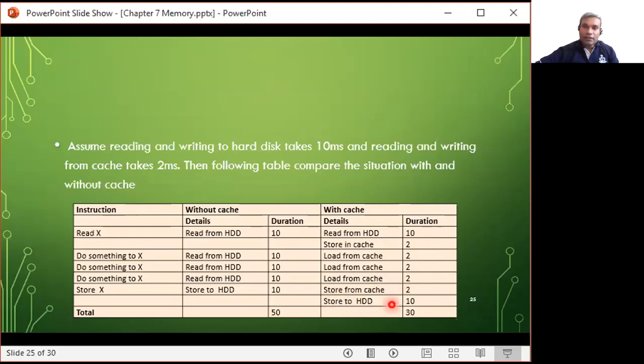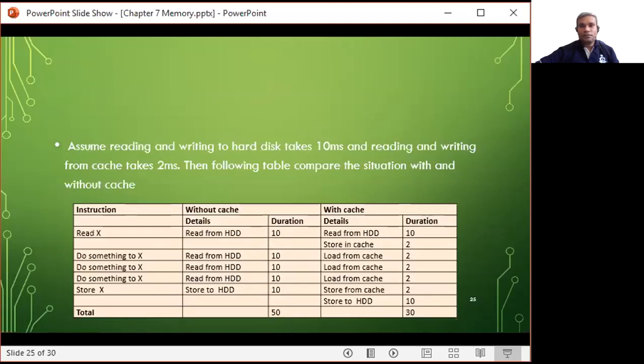Of course, the last time when you want to store it back into the hard disk, you have to go back and let's say it takes longer, 10 milliseconds. So you can see there are several additional steps. Storing this value is 2 milliseconds, and also you have this separate storing step. Even so, you still have a lower duration. So the speed is high. Total time spent is low. So that is the importance of having a cache.